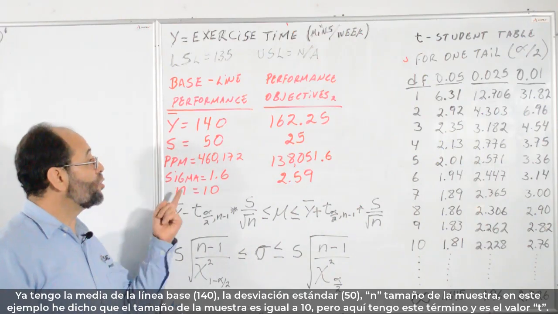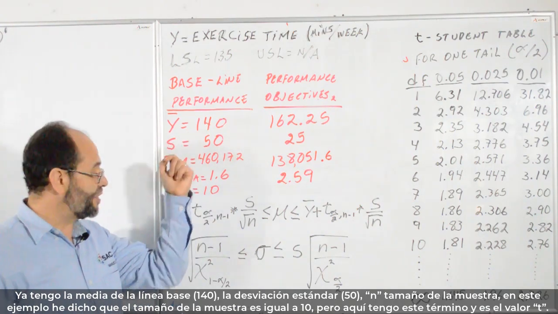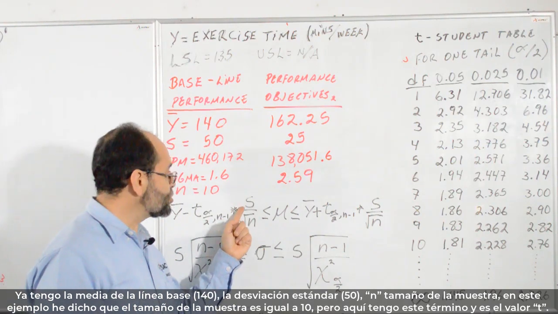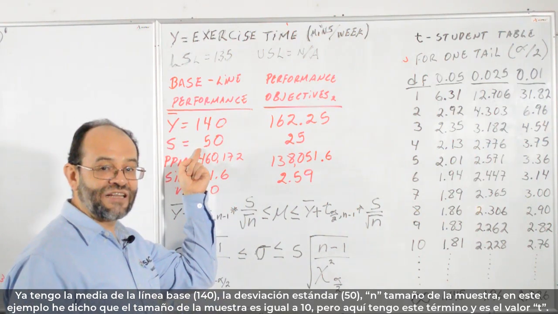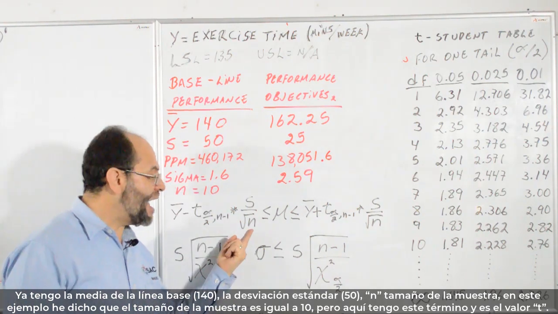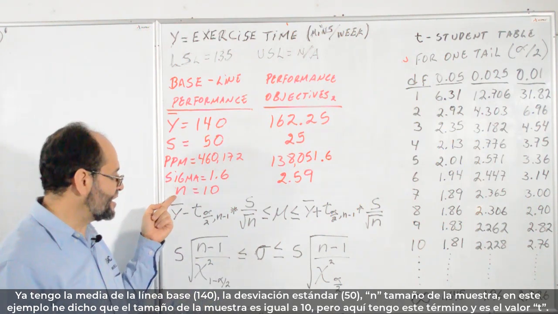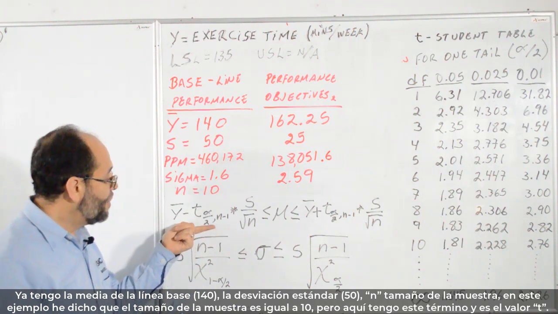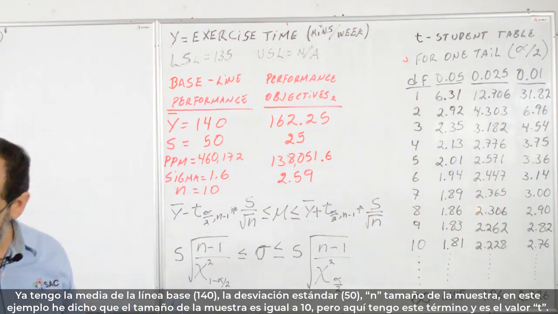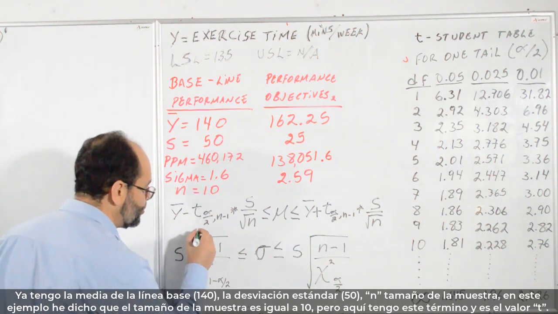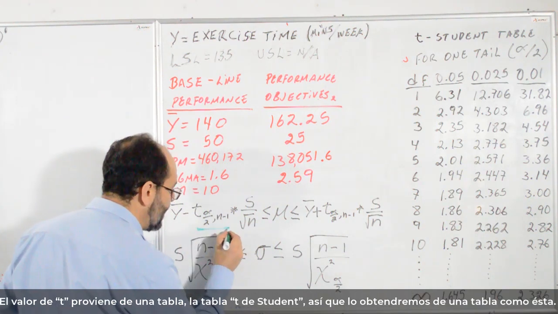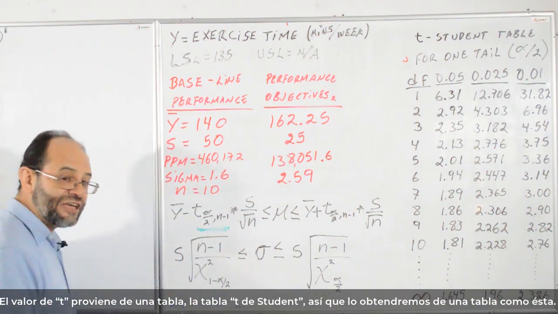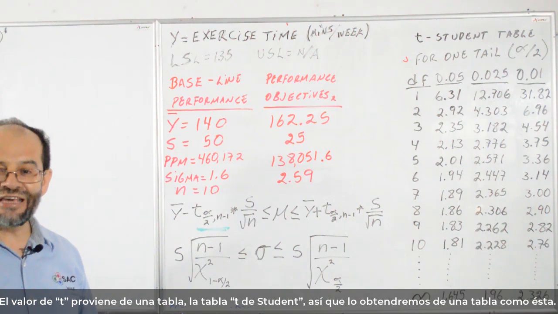So, the mean, I already have my baseline mean, 140. The standard deviation, I already have my baseline standard deviation, which is 50. And sample size, in this example, I said that a sample size is equal to 10. But I have this term, and that term is t-value, the t-value. The value of t is coming from a table.